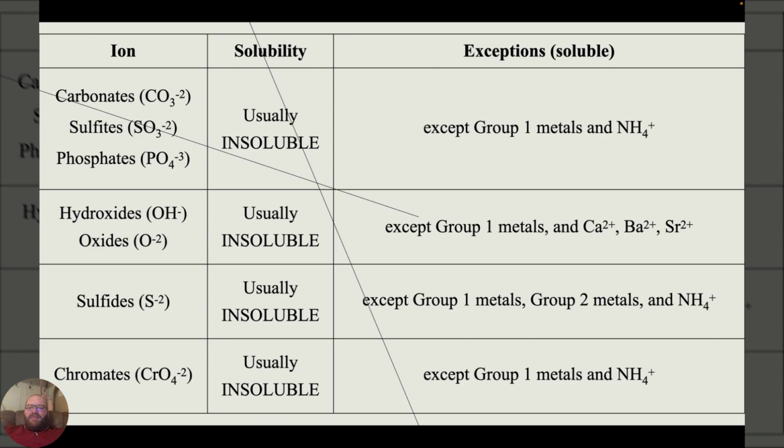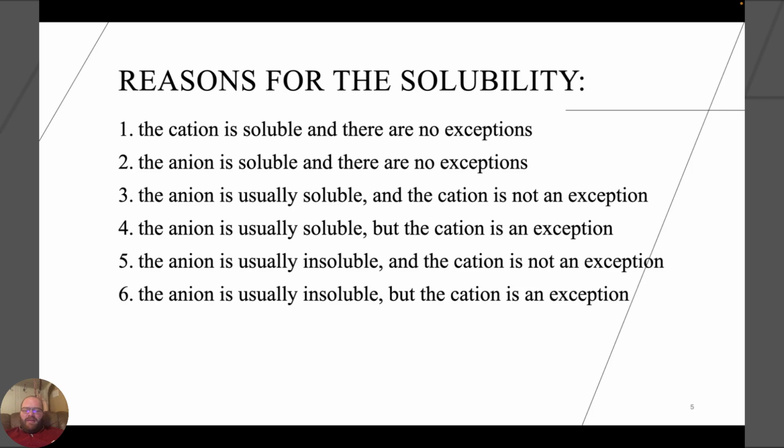These are the reasons you're going to need to identify. It's basically the same thing you just did, figuring out whether it is or is not soluble and why. Rule 1 pertains to that first column or first row. The cation is soluble with no exceptions. Rule 2 pertains to that second row. The anion is soluble with no exceptions. And then 3 and 4 pertain to those next 2 rows. Usually soluble, and 3 is the cation is not an exception, and 4 the cation is an exception.